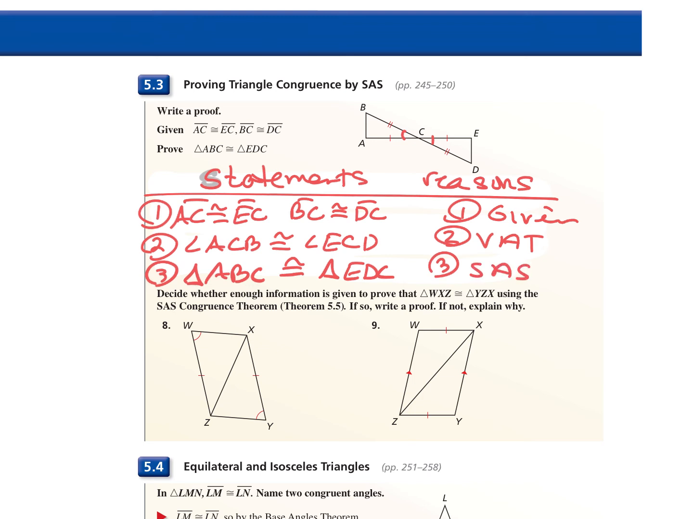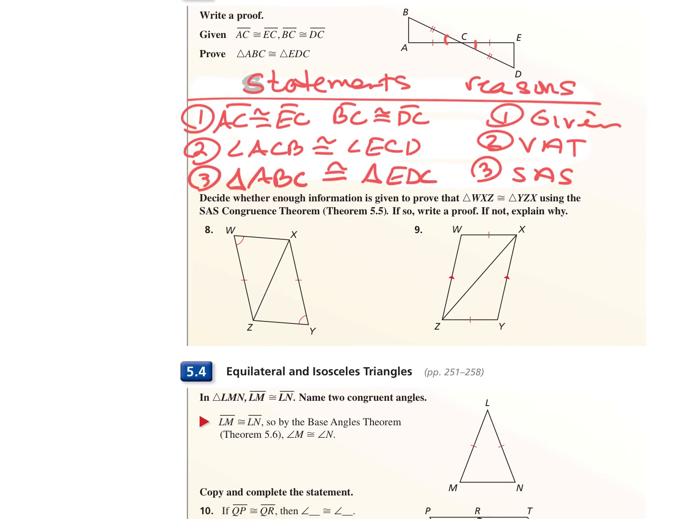Then for number 8, they want to know, is there enough information to prove the 2 triangles are congruent using side angle side? Well, the only other thing that's not marked here that I could add in is the reflexive side. But notice this angle W here is not the included angle. So this one does not have enough information. It is not the included angle marked with the congruence.